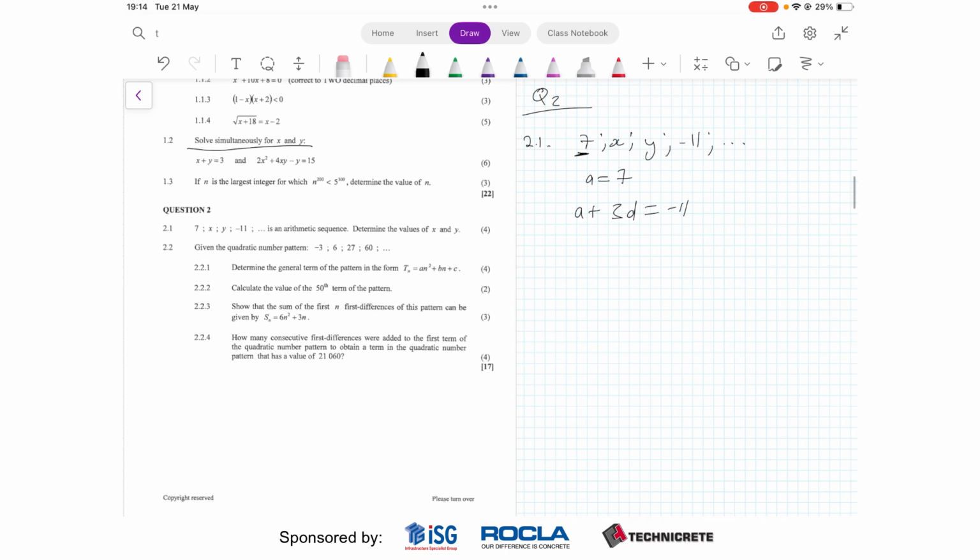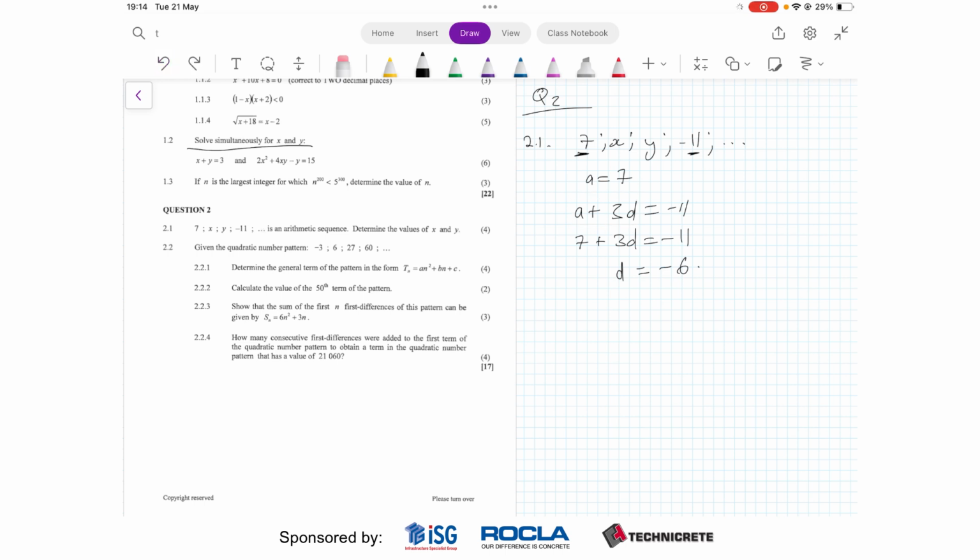Okay, which is the fourth term in our sequence, right? Now, this tells us that since a is 7 and the fourth term is equal to 11, d is equal to minus 6. Now, remember, d is the common difference, right? D is the common difference. This is the formula for finding the common difference, okay?